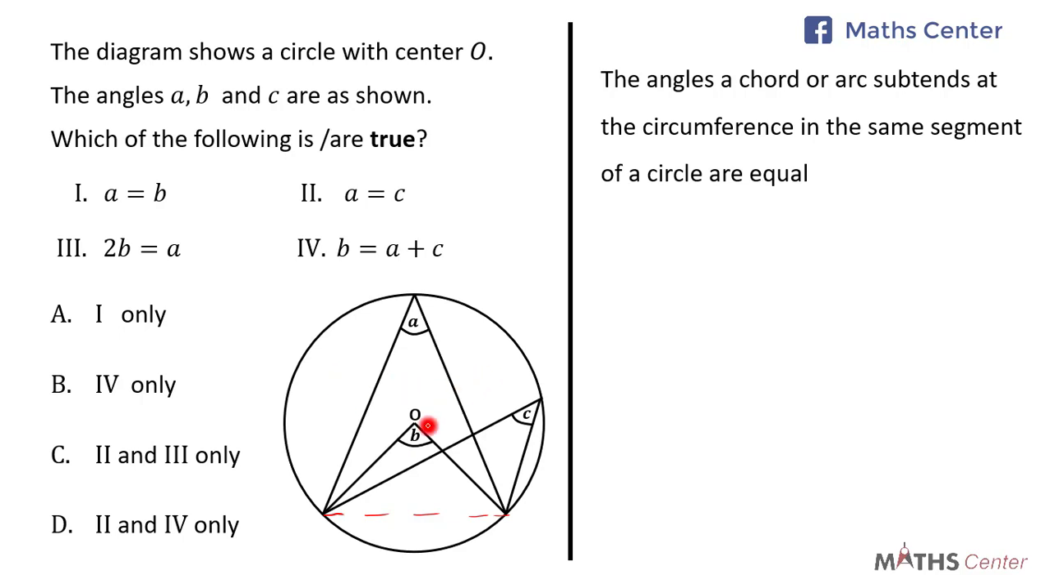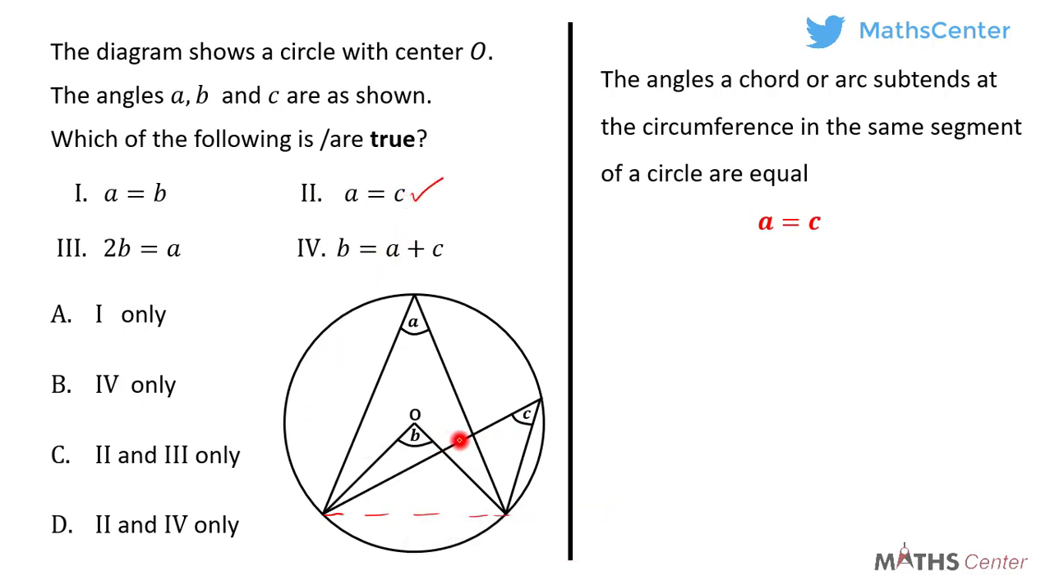The theorem says that if a chord subtends different angles at the circumference in the same segment, those two angles are equal. As we can see from the diagram, the chord that we have formed subtends this angle here, which is angle A, and the same chord subtends this angle here, which is angle C, and they are in the same segment. And so if they are in the same segment and they are subtended by the same chord at the circumference, then those two angles are equal. So we can say that A is equal to C. So angle A is equal to C, which means that statement II is right.